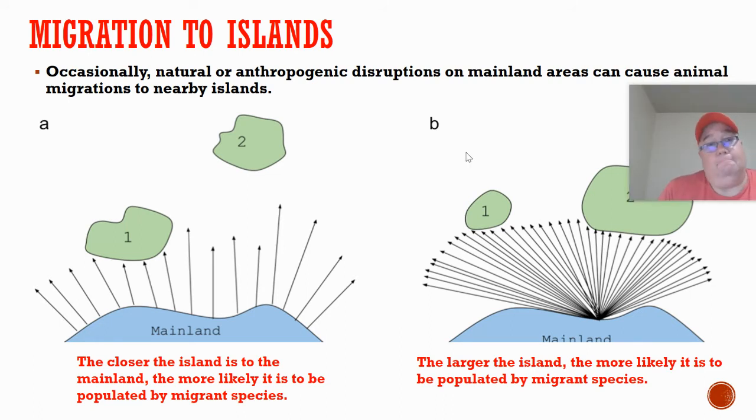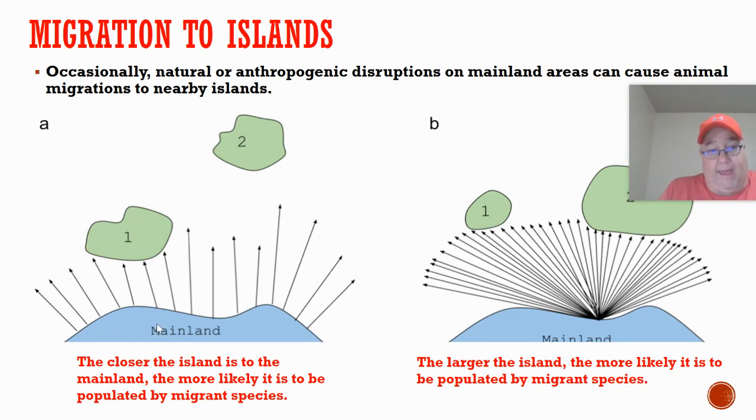Basically, what this particular theory is referring to is, let's say, for example, you have a large area of land, say a coastal region. It could be anywhere. It could be in Florida. It could be off the coast of Africa. It could be in Japan. It says here occasionally natural or anthropogenic, we can't forget what that word means, right? Human-caused disruptions on the mainland areas can cause animal migrations to nearby islands.